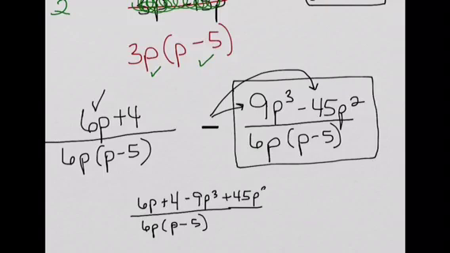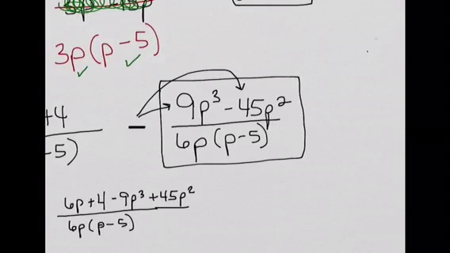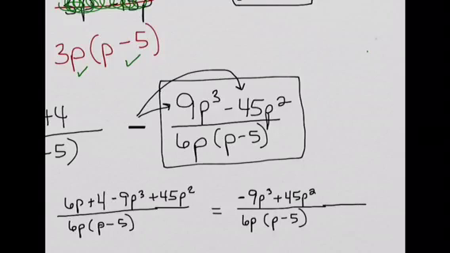45p squared. Okay? Now that I have the tops all in one big fraction, I need to simplify this fraction. So I'm going to rewrite it, okay? And I'm doing this in 2 steps so that you can see what I'm doing here. I probably would have done it in 1 though. Okay, so if you're comfortable doing it in 1, you can. I'm going to rewrite this in standard form. The highest degree I have is a p cubed, so I'm going to write the negative 9p cubed first, then the plus 45p squared, and the plus 6p, and plus 4.